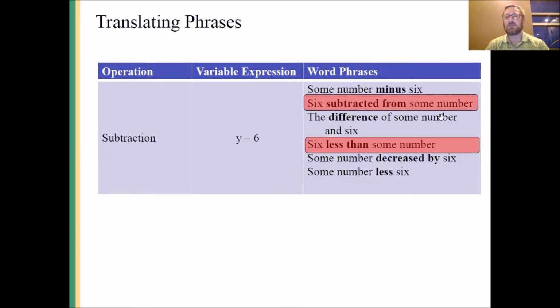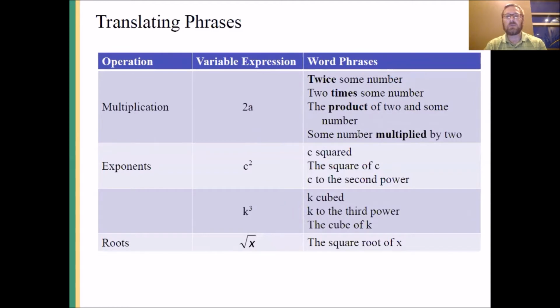Here's another example. You can see there's many different ways. You can see these highlighted pink ones. 6 subtracted from some number being y. That's the unknown, the variable. So you put y minus 6, even though the 6 was first in the sentence. Because it says subtracted from, that means 6 is subtracted or taken away from something else, where 6 is less than something else.